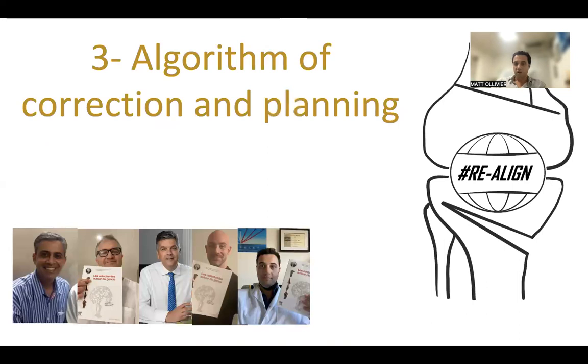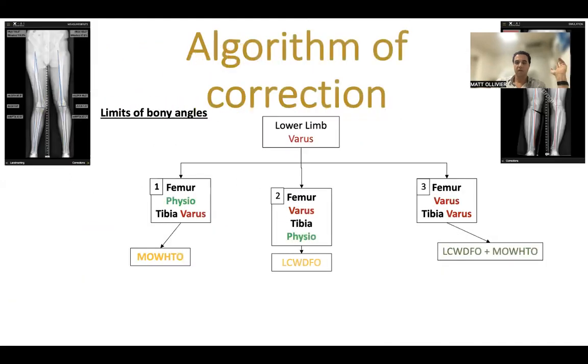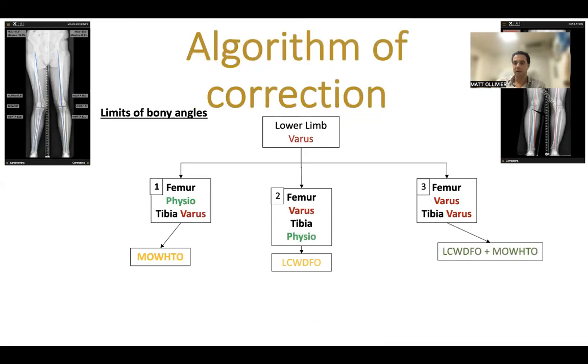So then, what is the algorithm of correction? Because we know that we don't need to overcorrect. We know that 55% is enough, 182-degree HKA post-op is enough. We know that we should focus on the deformity where it's supposed to be corrected, femur or tibia, or maybe nowhere with UKA. So what to do? We have this automated software that answers the question on my dataset, and it's very easy. No brainer. You have a lower limb in varus. If the deformity is in the tibia, you do an HTO.